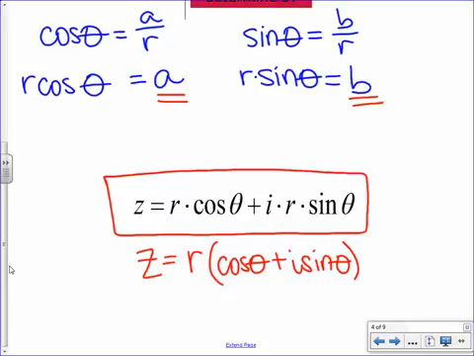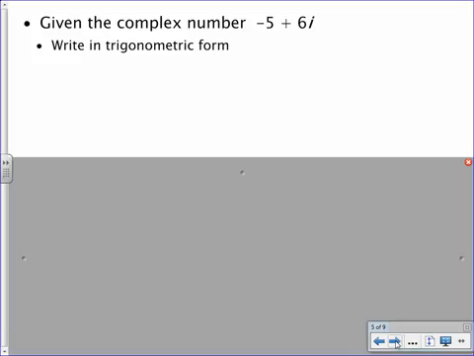All right, so you're going to have to do two things for me. You're going to have to be able to go from standard form to trig form, and vice versa, trig form to standard form. Okay, so let's first try standard form to trig form. So here's our standard form number, -5 plus 6i.